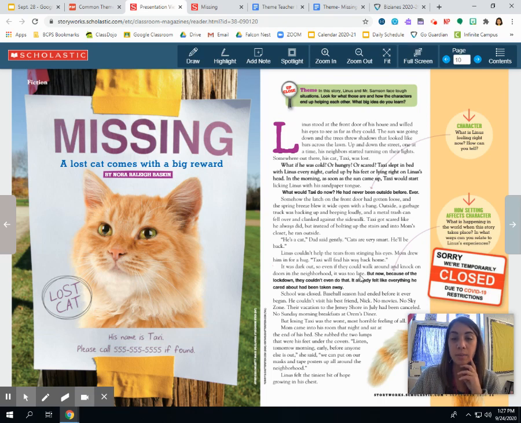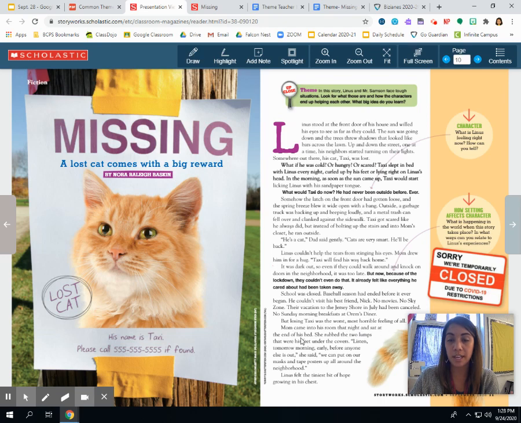It was dark out, so even if they could walk around and knock on the doors of the neighborhood, it was too late. But now, because of the lockdown, they couldn't even do that. It already felt like everything he cared about had been taken away. School was closed. Baseball season had ended before it ever began. He couldn't visit his best friend Nick. No movies, no Sky Zone. Their vacation to the Jersey Shore in July had been canceled. No Sunday morning breakfast at Orm's Diner. But losing Taxi was the worst, most horrible feeling of all.